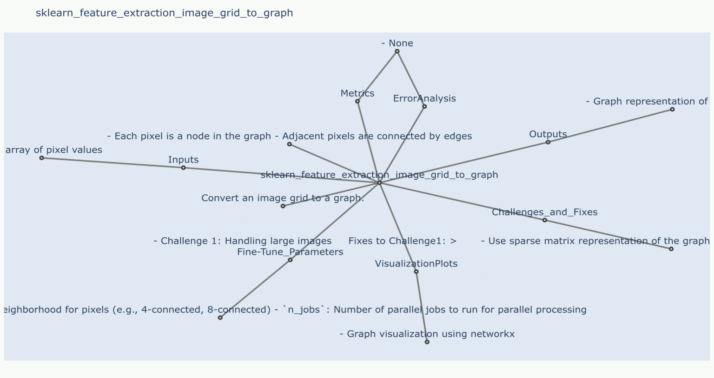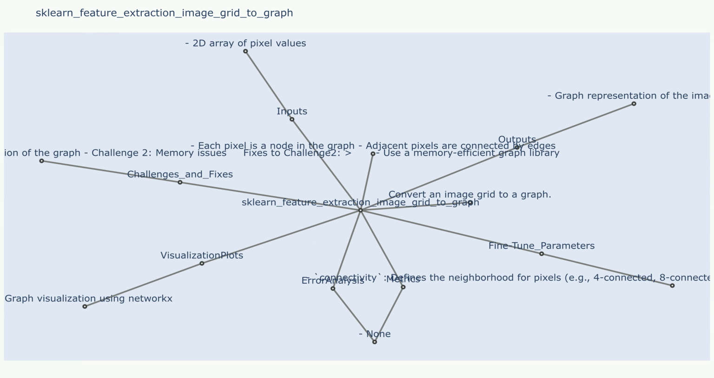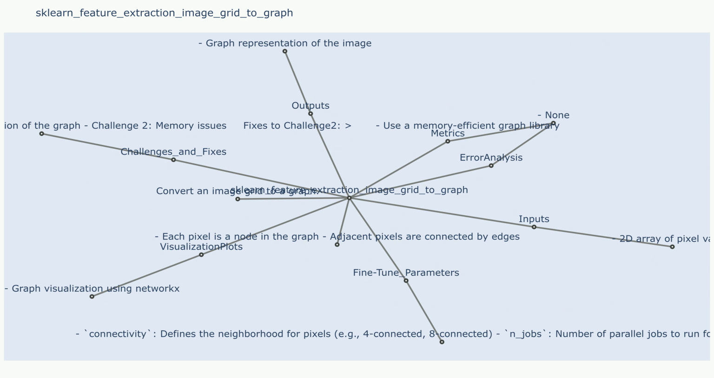Challenge 2: the graph can be highly connected, making it difficult to analyze and extract meaningful information. Sample use case that resulted in challenge 2: analyzing an image with a lot of texture or detail. Fixes to challenge 2. Thresholding: you can use thresholding to remove edges that connect pixels with small value differences. This can help to reduce the density of the graph.